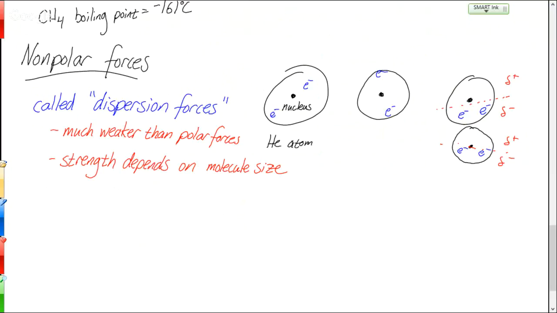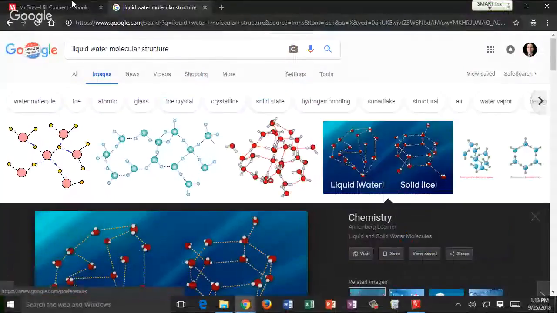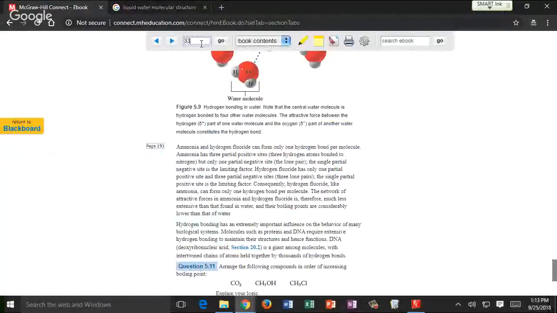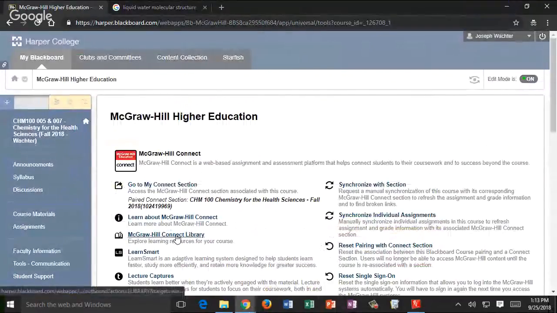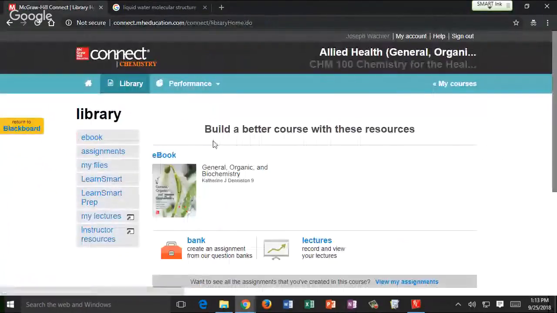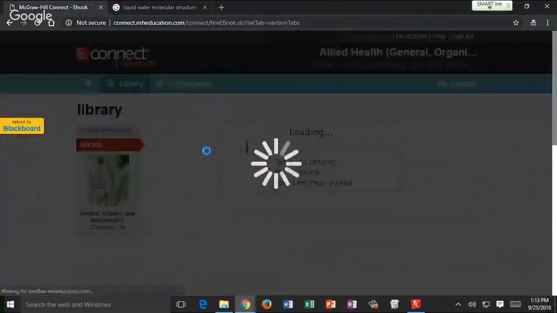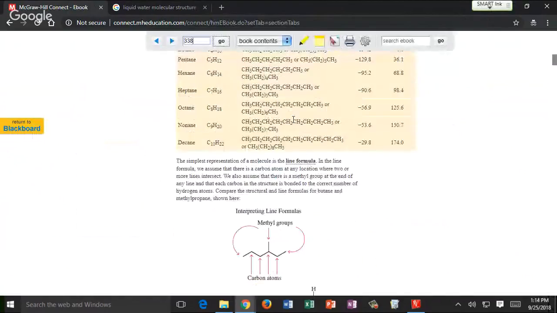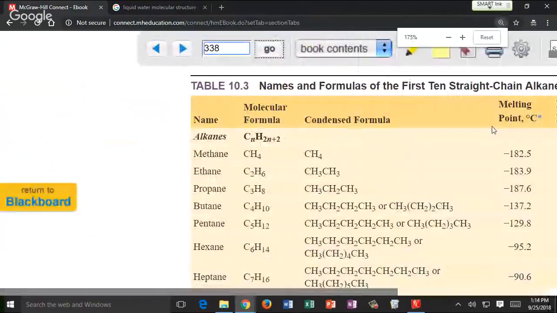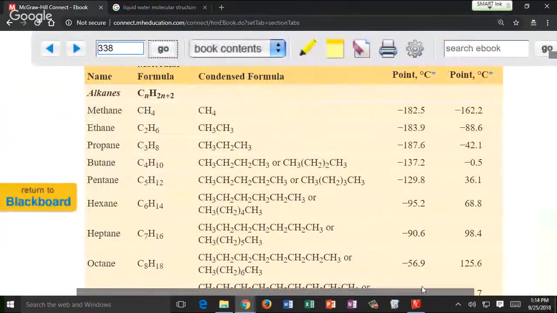I'm just trying to look up some numbers here. 338. So here, I'm going to show you this table from the book. Sorry, I have to reload this to get it again. So here are some different molecules, and we'll get into this. This is from a later chapter.